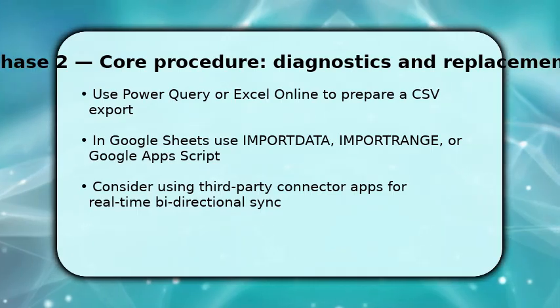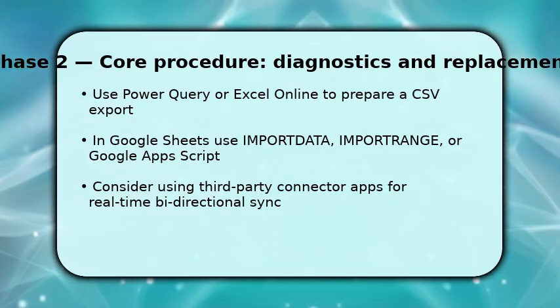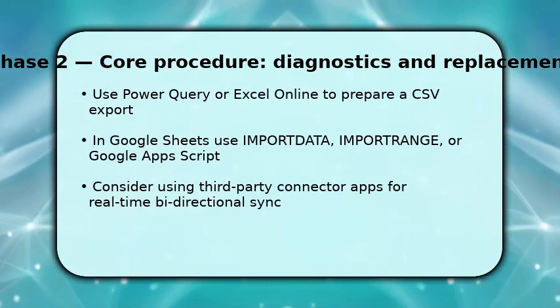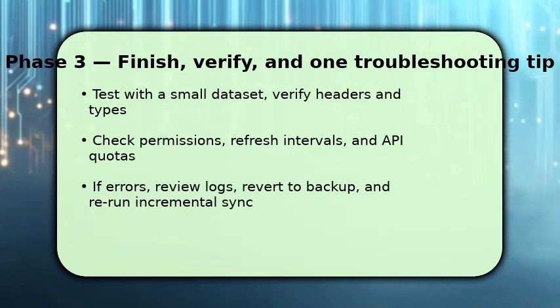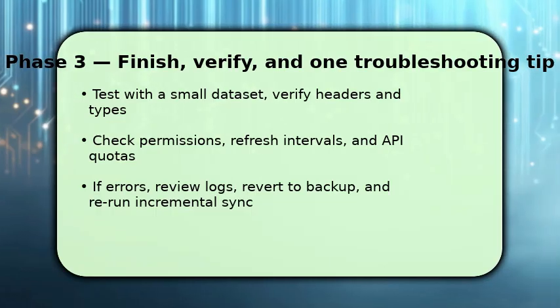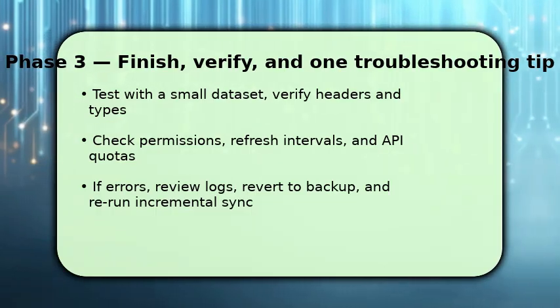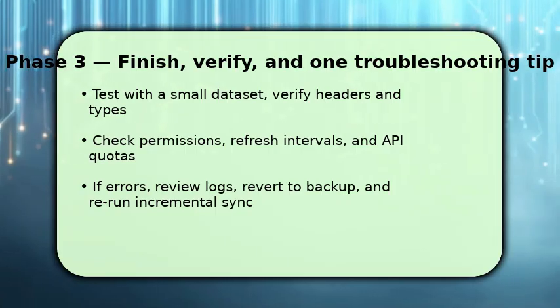Make sure column headers match and data types are finished by testing and validating the sync. You should run a small test import, check that headers, dates, and numbers import correctly, and confirm refresh intervals. Once validated, schedule automatic refreshes or set triggers in Apps Script.